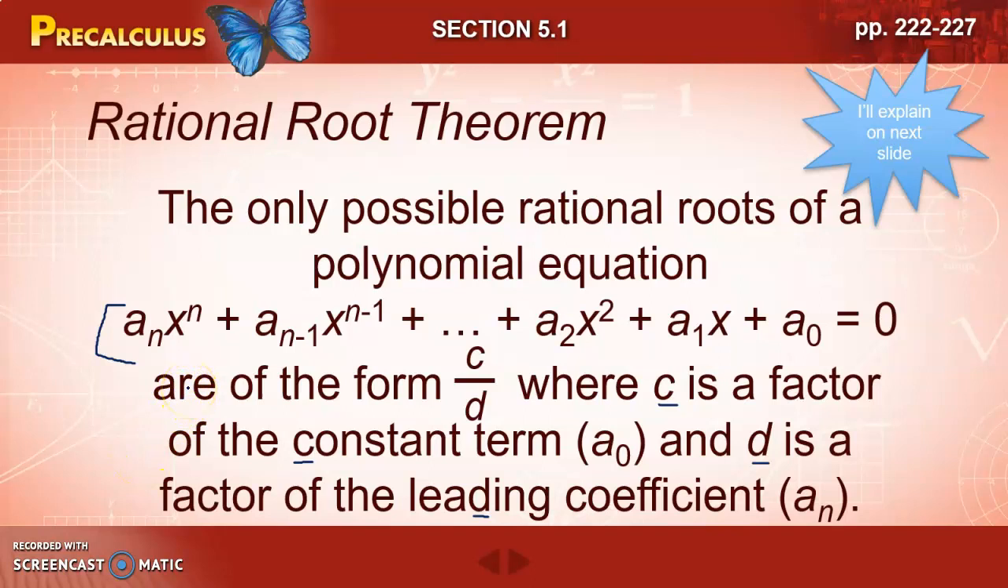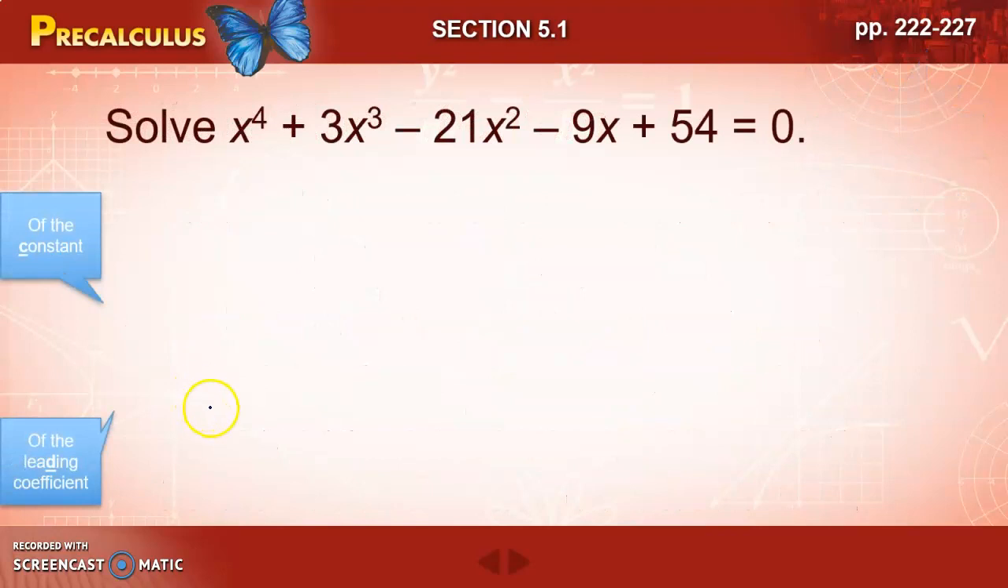So we've looked at the factor theorem, we've looked at the remainder theorem. Let's talk about the rational root theorem. So we have x to the 4th plus 3x cubed minus 21x squared minus 9x plus 54. And before we were starting with synthetic division, but we were being given numbers to divide by.